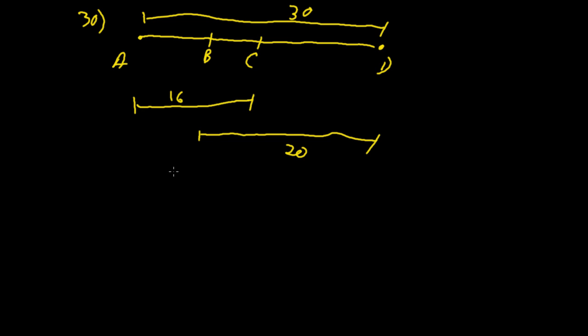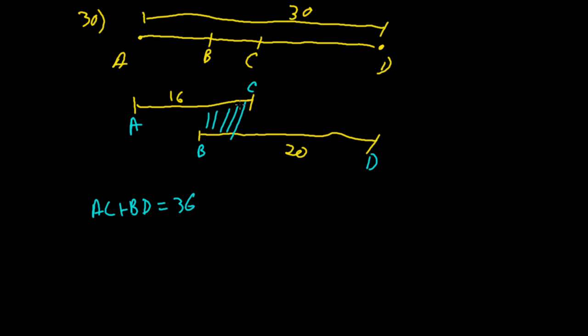There's more to it. If we think about it, this whole length is 30 units long. But if we add these two lines together, AC plus BD, we'll get something that's 36 units long. So it's 6 units too long to fit on the actual line A to D. So we can conclude that they're overlapping parts.